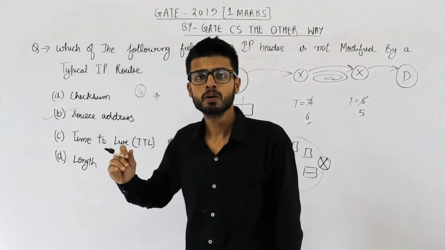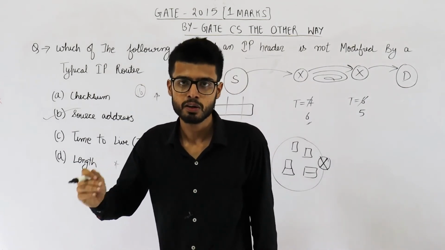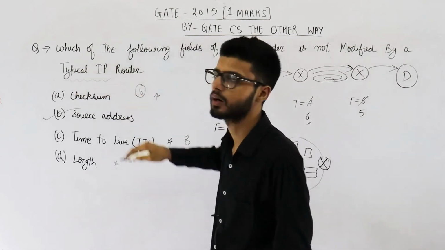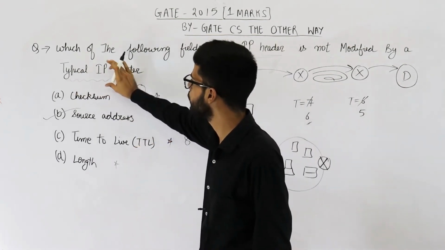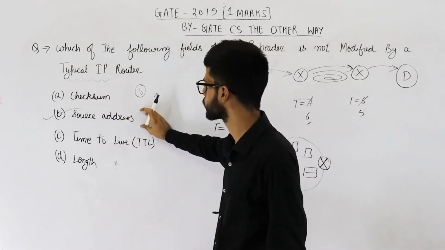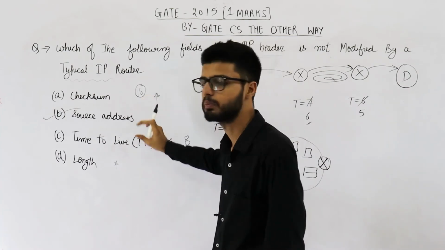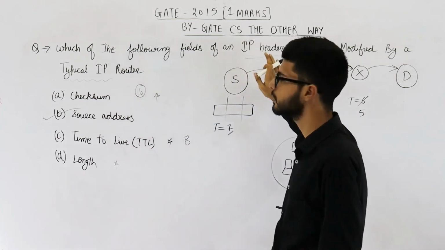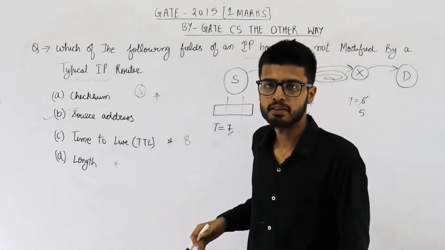But they are not talking about the router on which NAT is implemented. They are simply talking about a typical IP router. So typical IP router will never modify source address or source IP address. They are talking about IP address because it is an IP header. So option B is the answer to the question.